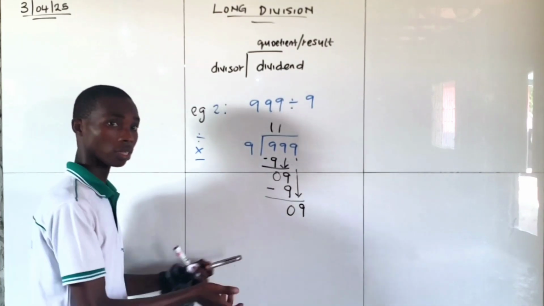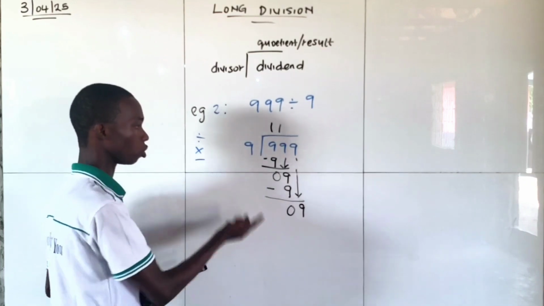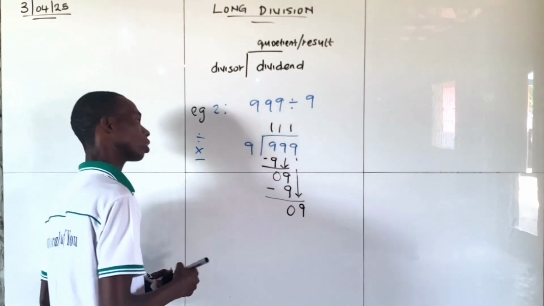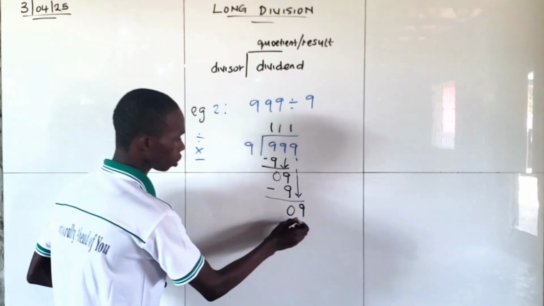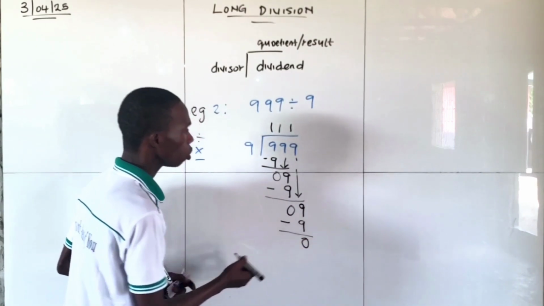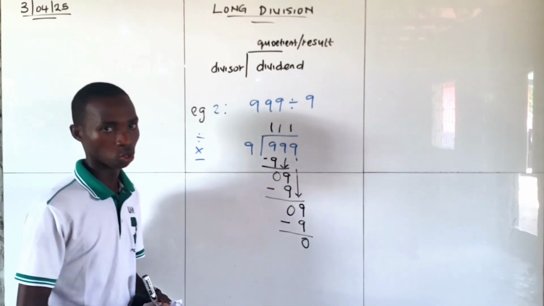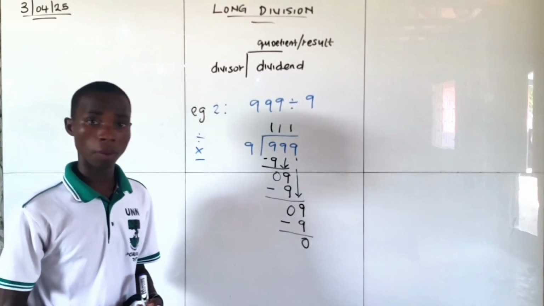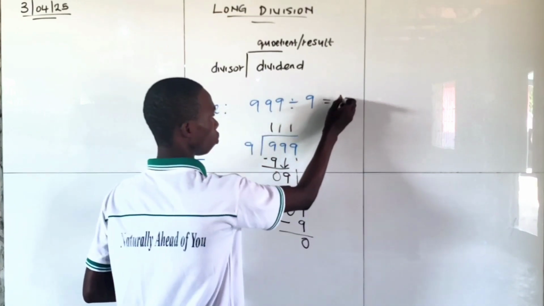So 0 and 9 is still 9. And then we divide again. Continue. 9 divided by 9 will give us just 1. And then 1 times 9 will give us just 9. And then 9 minus 9 will give us just 0. So we don't have any other number here to bring down. So this is our answer. So 999 divided by 9 will give us 111.